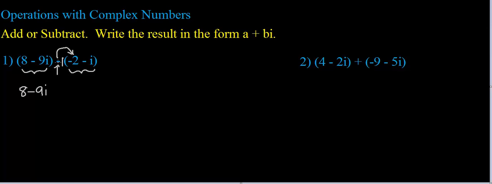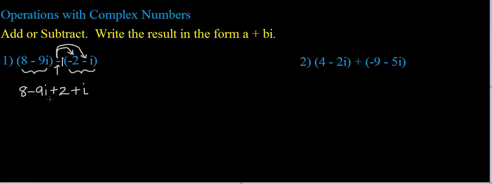So I'm going to multiply -1 times -2, and that will give you +2. I do the same thing and multiply -1 times -i. Negative times negative, +i. And now you ended up with this expression. Now we're going to simplify it.